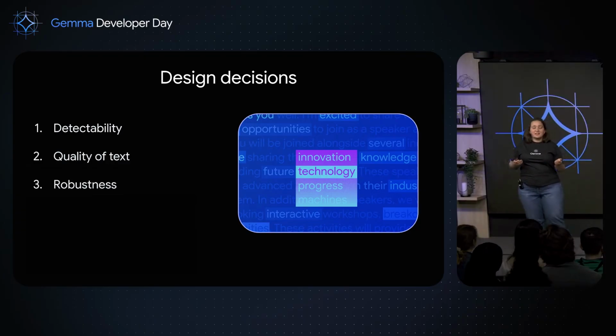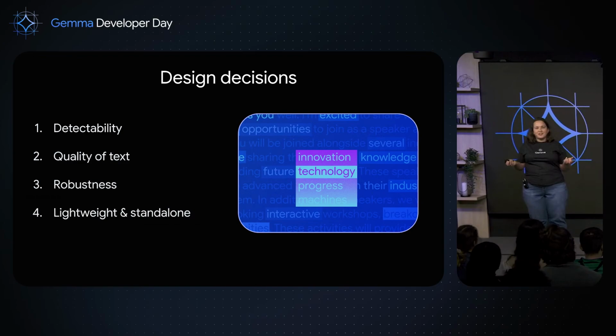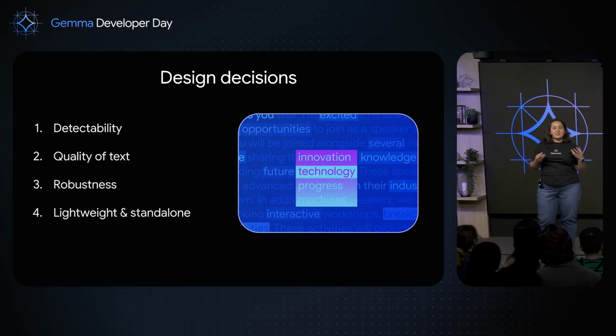Third, it has to be robust to small modifications of the text. It shouldn't be easy to remove the watermark from the generated text. Finally, the method has to be lightweight. There is no need to retrain the model, and there is no significant latency requirement.